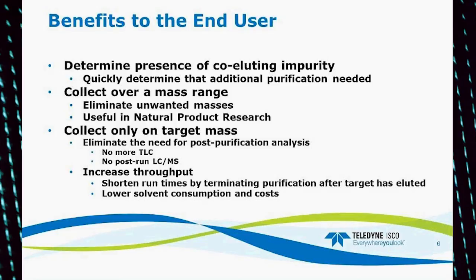If you're shooting for collecting only a target mass, you can shorten your run times because once that target compound has eluted, you can end the run and not complete the full gradient purification run. That in turn lowers solvent consumption and the associated costs with purchase and disposal.